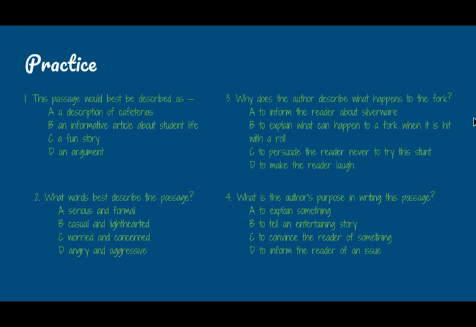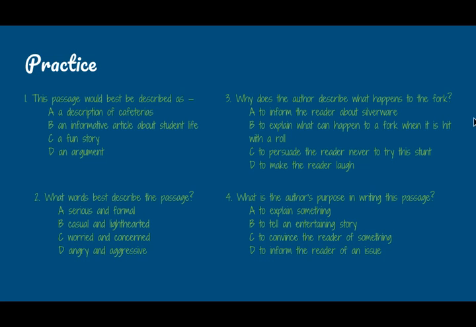Number 2. What words best describe the passage? A, serious and formal, B, casual and lighthearted, C, worried and concerned, or D, angry and aggressive. Number 3. Why does the author describe what happens to the fork? A, to inform the reader about silverware, B, to explain what can happen to a fork when it is hit with a roll, C, to persuade the reader never to try this stunt, or D, to make the reader laugh.